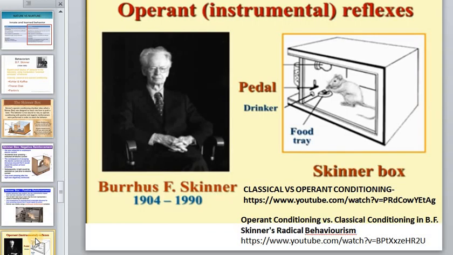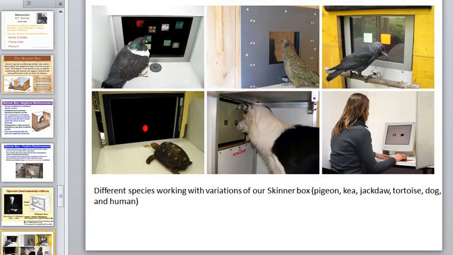So the operant or instrumental reflex, this is Skinner's photo, and if you want to know about it a little bit more, I will leave the links to the description of classical conditioning and operant conditioning, the methods of Skinner. And now they are still going on. All these methods we use for studying the behavior of different animals. You see, even animals with not so high level nervous systems, and of course humans too.